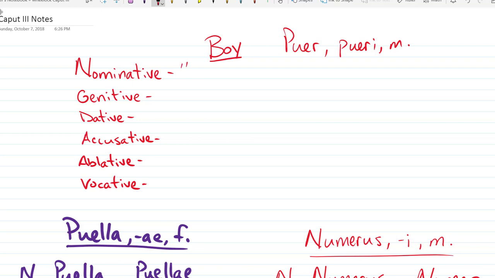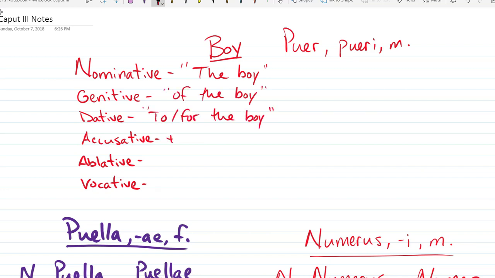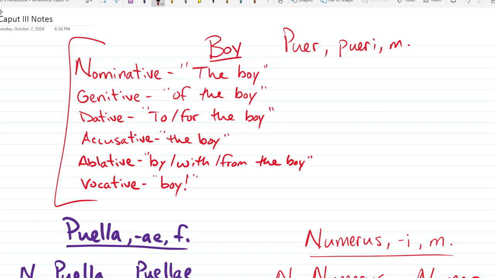If it's nominative, it's still the boy. If it was genitive, it would be of the boy. Dative, to or for the boy. Accusative, the boy, and this is not your subject here. Ablative, by, with, from the boy. And vocative case, just boy, right? So, same exact concept. These don't change. It's just we're adding extra words. But the same exact concept applies from chapter 2.